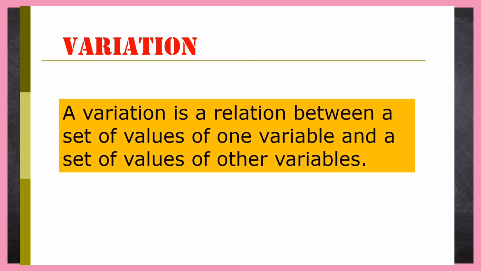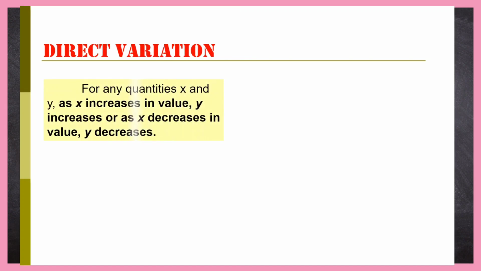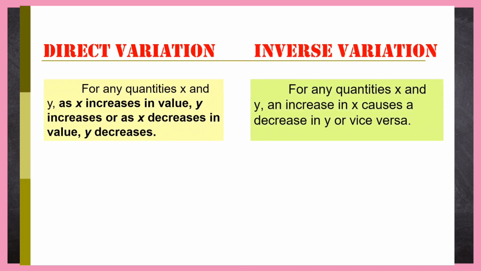Our lesson for today's video is all about variation. So what is variation? A variation is a relation between a set of values of one variable and a set of values of other variables. So we have different kinds of variation. Ito nga yung pag-aaralin natin ngayon. So we have direct variation and inverse variation.